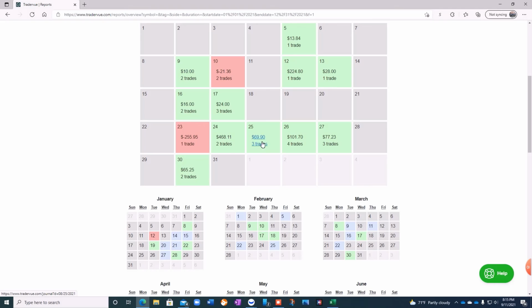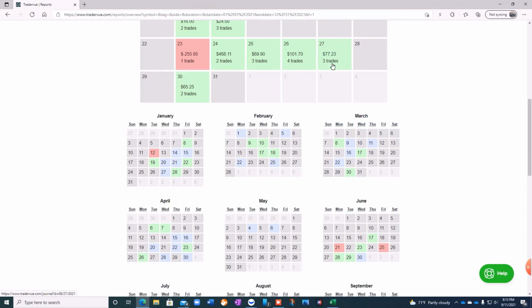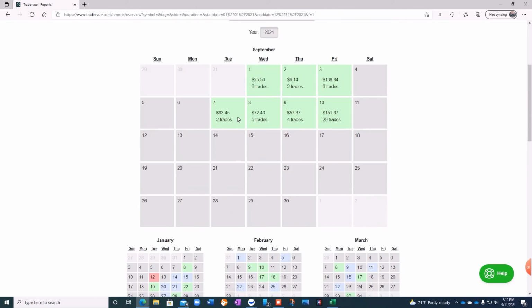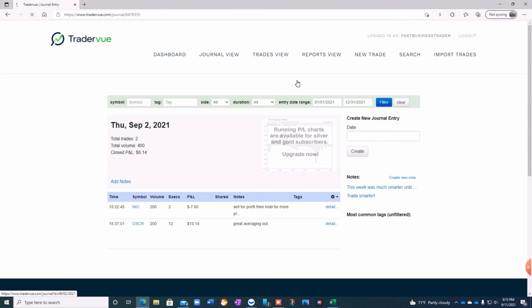Then I started day trading on the 25th. I made 69, 26, 100, 27, 77, 30th, 65. So I've been hitting my marks, but September 1st it was 25. This is not correct. Something must have not imported.